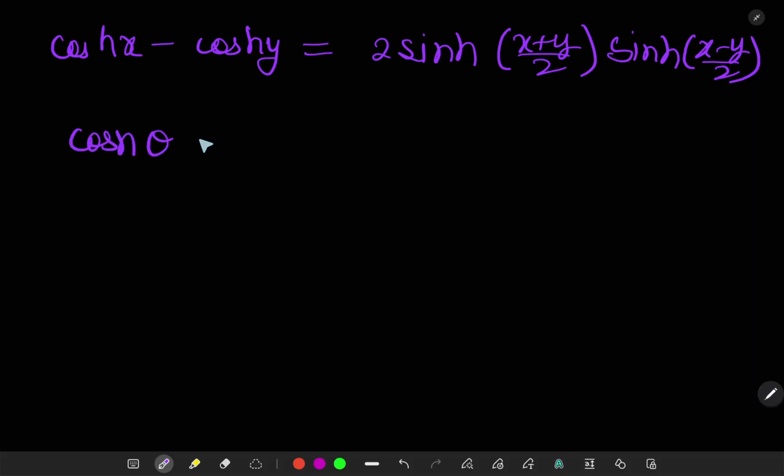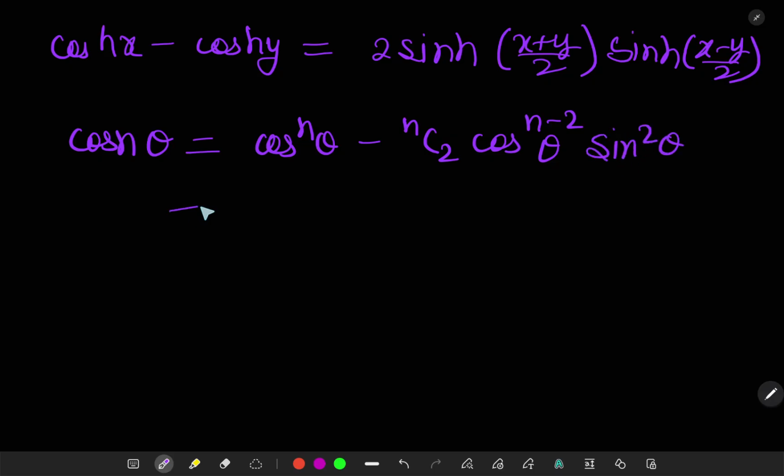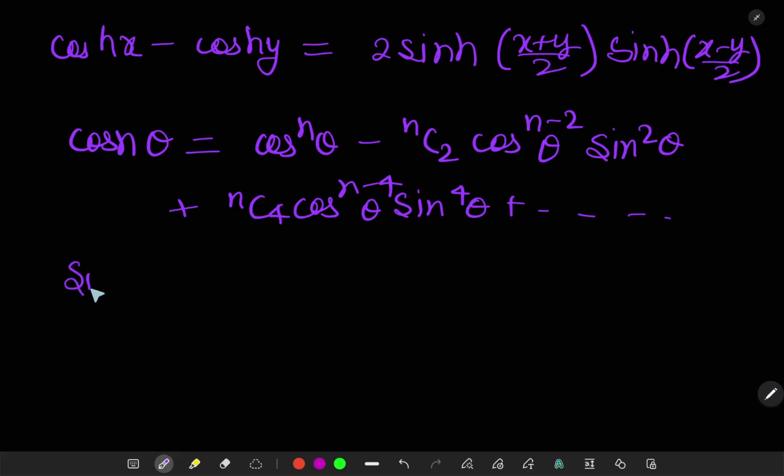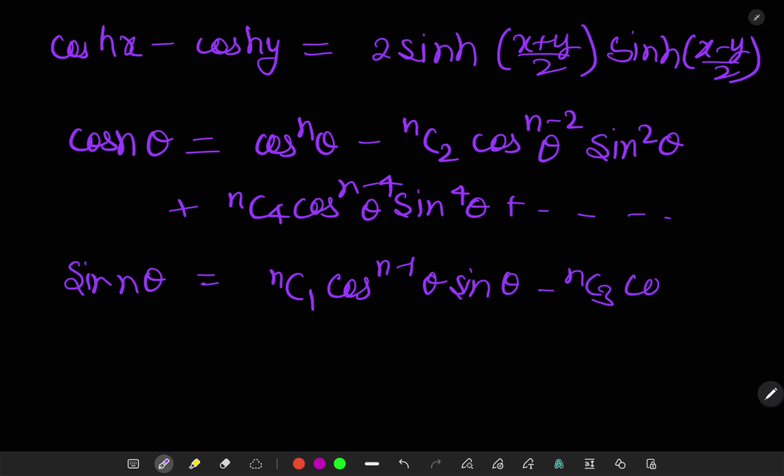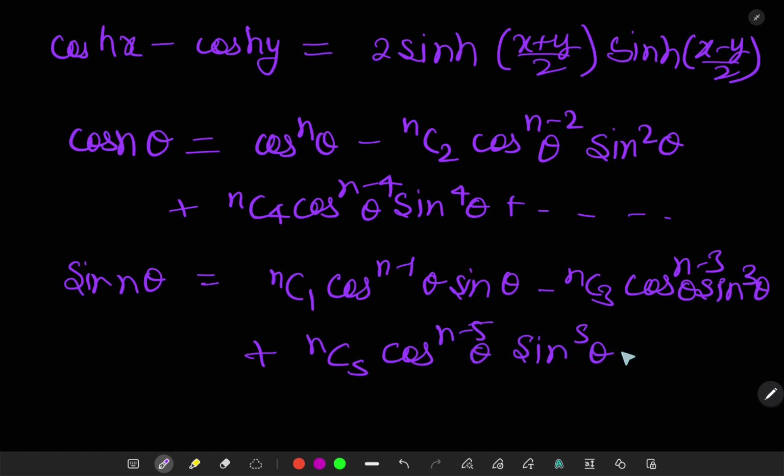Now some important expansions. Cos n theta can be written as cos raised to power n theta minus nC2 cos raised to power n minus 2 theta sin square theta plus nC4 cos raised to power n minus 4 theta sin raised to power 4 theta plus and so on, and sin n theta is equal to nC1 cos raised to power n minus 1 theta sin theta minus nC3 cos raised to power n minus 3 theta sin cube theta plus nC5 cos raised to power n minus 5 theta sin raised to power 5 theta and so on.